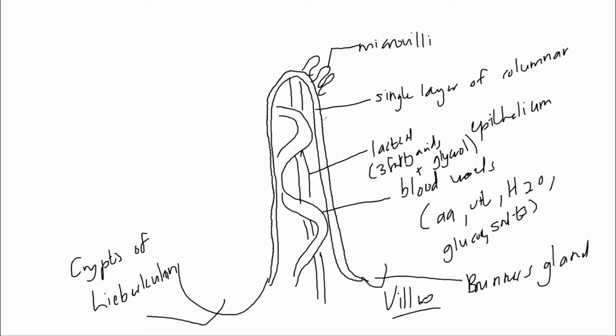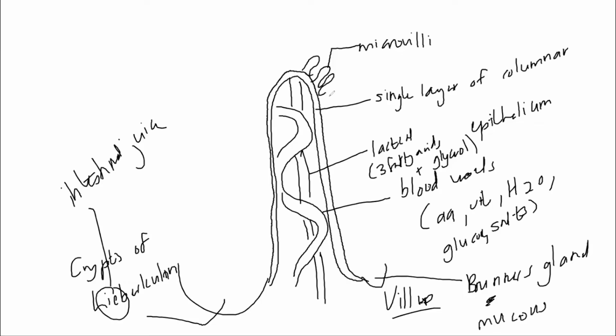So the villus is a finger-like structure to increase surface area, so more nutrients are absorbed. Microvilli increase surface area to increase the absorption. You have a single layer of cells, so nutrients can be absorbed faster. You have your blood vessels to absorb the amino acids, vitamins, water, glucose, salts. You have the lacteal, a specialized lymph vessel that absorbs the fats. Crypts of Lieberkühn and Brunner's gland secrete mucus and intestinal juice. So the intestinal juice and the mucus make the villus moist, so nutrients can be absorbed faster. So that is now the adaptations of the villus.